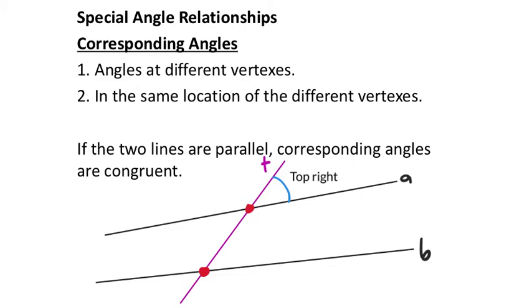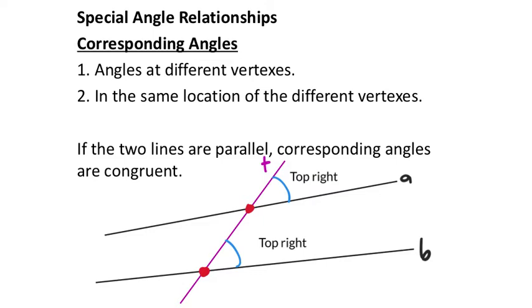That's important because corresponding angles are going to be at different vertices, but at the same location of the different vertex. So that means down here, the corresponding angle has to also be top right. So I can go in here and mark these two angles blue, just so we know that they are corresponding. These are corresponding angles. And notice that this has nothing to do with exteriorness or interiorness. All it has to do with is location in relationship to the vertexes, okay?